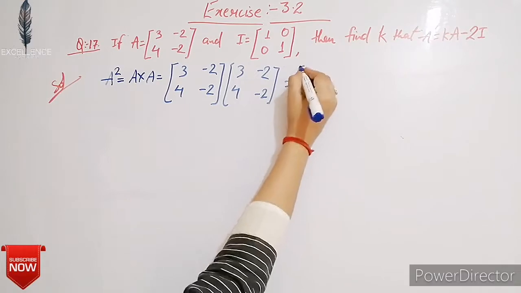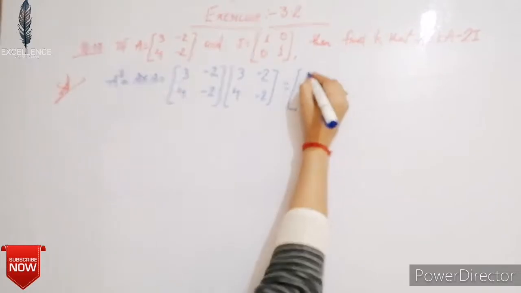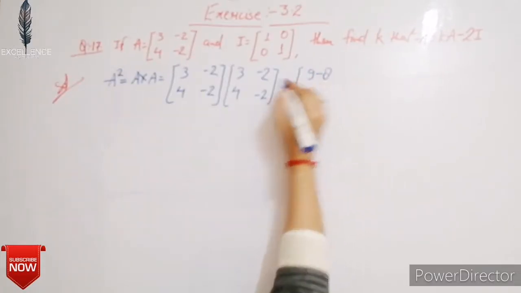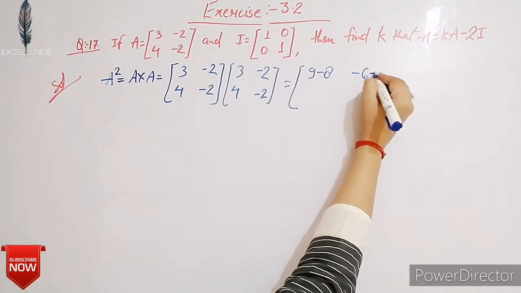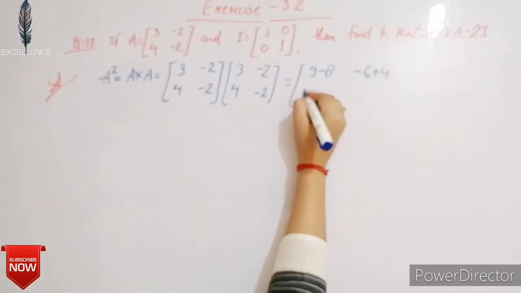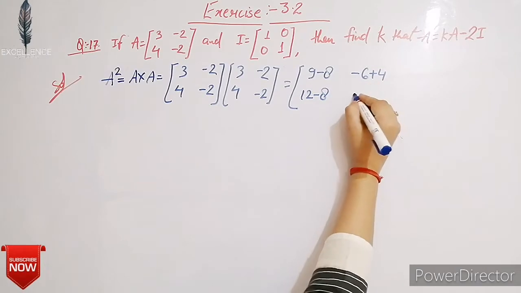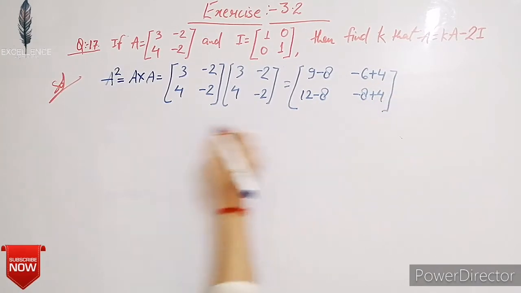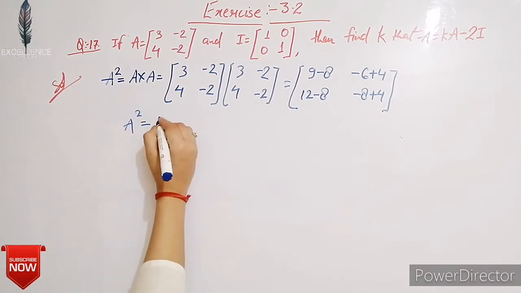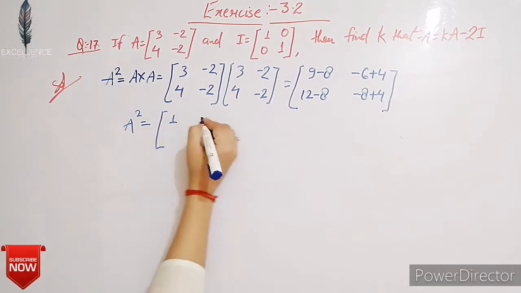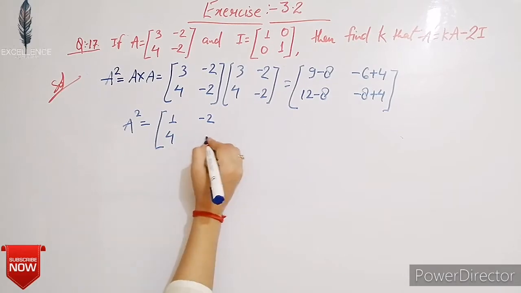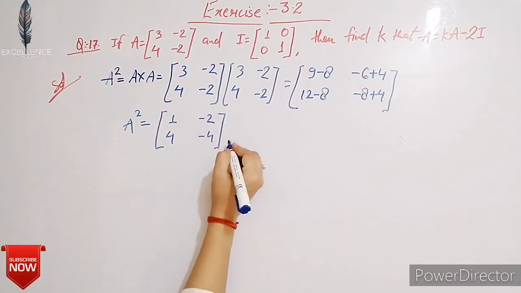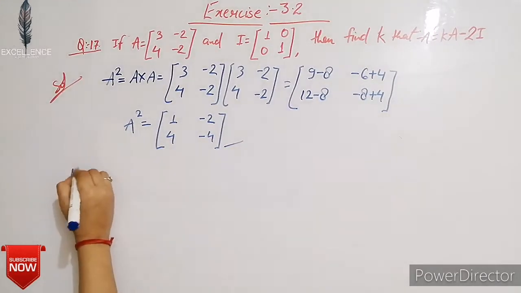On multiplying, we have 9 minus 8. Next is minus 6 plus 4. Next 12 minus 8. And last is minus 8 plus 4. So A square is equal to 1, minus 2, 4, and minus 4. Okay, it is A square.